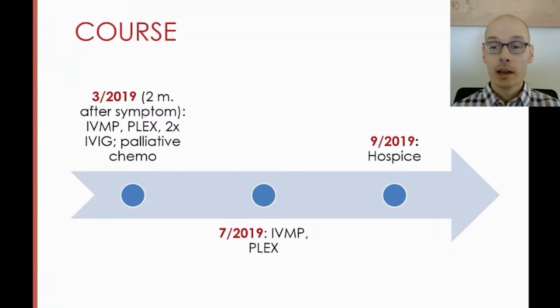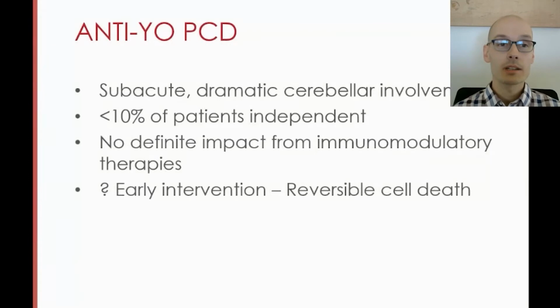So this case represents anti-Yo paraneoplastic cerebellar degeneration. This is a very dramatic subacute cerebellar involvement. In fact, this patient's course was about 7, 8, 9 months. The median time to survival is about 12, 13 months. There have been no definite reports of impact from immunomodulatory therapies when looking systematically. Now, there are case reports certainly where this has happened, but it raises the question, how do we effectively treat this? And the single most effective agent to treat this is treating the cancer. But what else can we do?